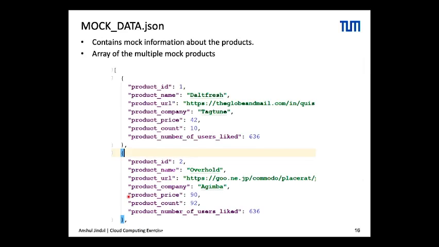So how does this mockdata.json file look like? It's data which is mocked for multiple products. You can see it has the product ID, then the name, URL, the company name, the price, count, and the product number of users liked. So just mock data.